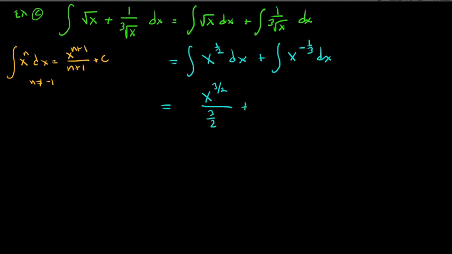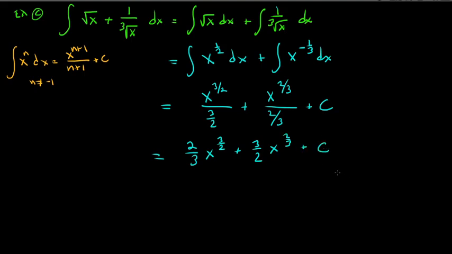So let's do the second term here, x to the negative 1/3. If n is negative 1/3, n plus 1 is positive 2/3, and then divided by 2/3. Now don't forget your c here. When you divide by a fraction, you're just multiplying by the reciprocal. This is actually 2/3 times x to the 3/2 plus 3/2 times x to the 2/3. So you kind of get the reciprocal effect here. And again, this is the answer.